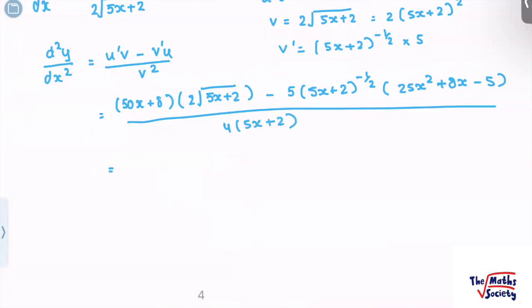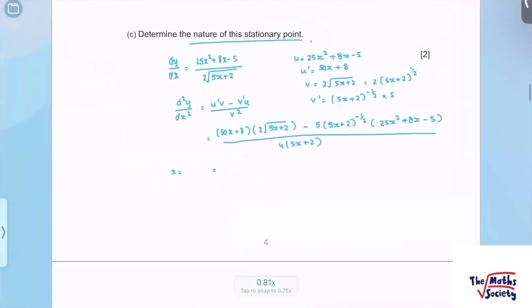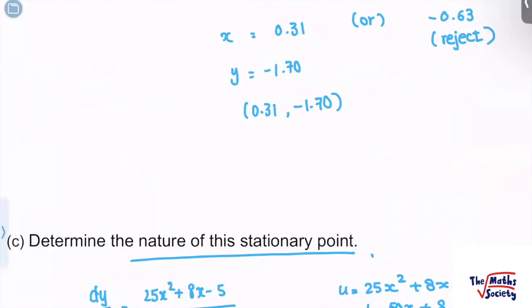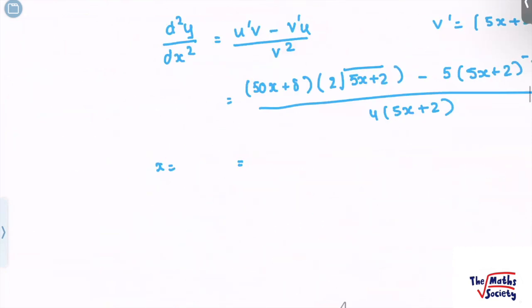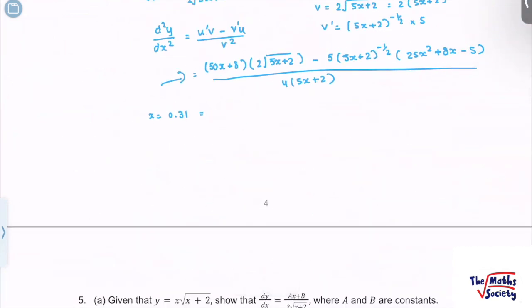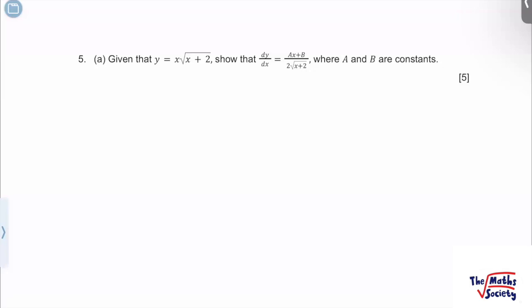After that, we know that x was equal to 0.31, yeah? So x is equal to 0.31. We're going to substitute it in this whole equation, where you'll get 6.26, and that's greater than 0, so we know that, therefore, it is a minimum point. Okay, so now moving on to question 5.